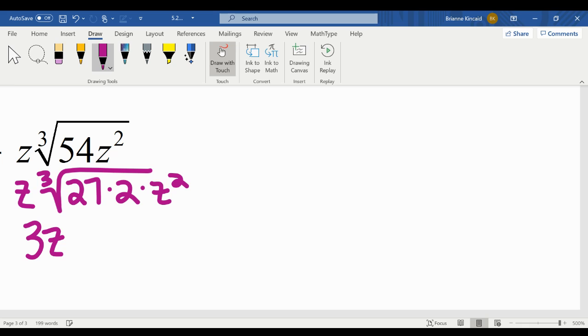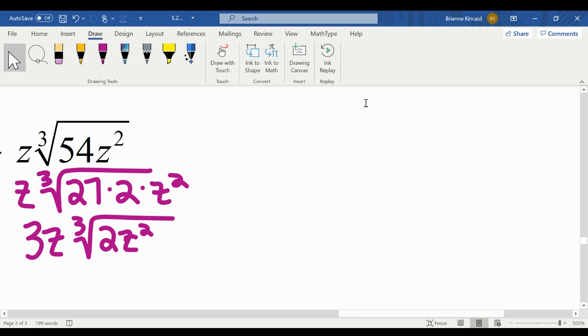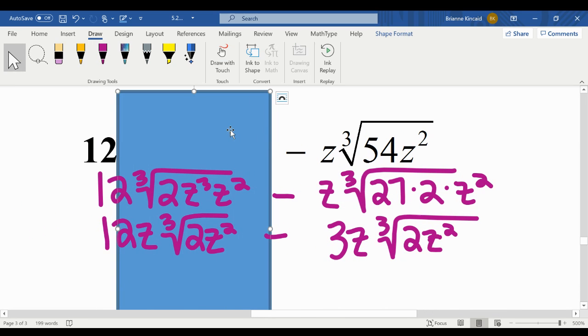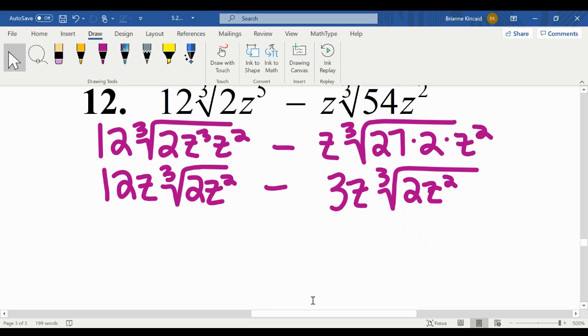So I have 3z times the cube root of, and you're left with 2z squared on the inside. We can't simplify that anymore. Now we look at our problem as a whole. Now when we look here, I have the same thing under the radical, and both radicals have a root of 3. We can go ahead and combine.